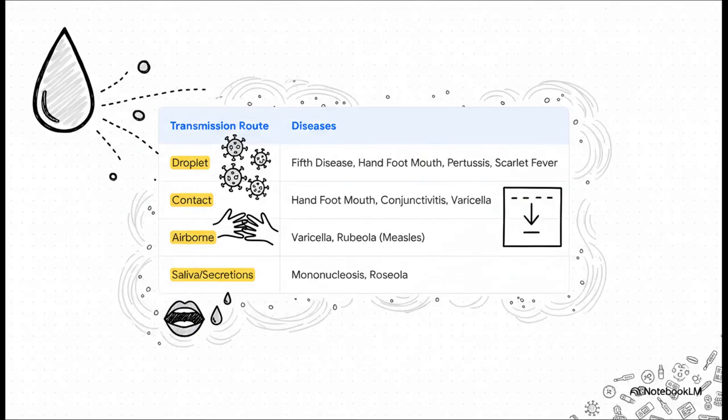This table is awesome because it organizes everything by how it gets around. You've got your droplet spread illnesses like pertussis. Then you have contact-based ones like pink eye. And then there are the really tricky airborne diseases like measles. For those, you need an airborne isolation room, STAT. And of course, some things, like mono, spread through saliva. Just knowing the potential route is your first step to containing it.